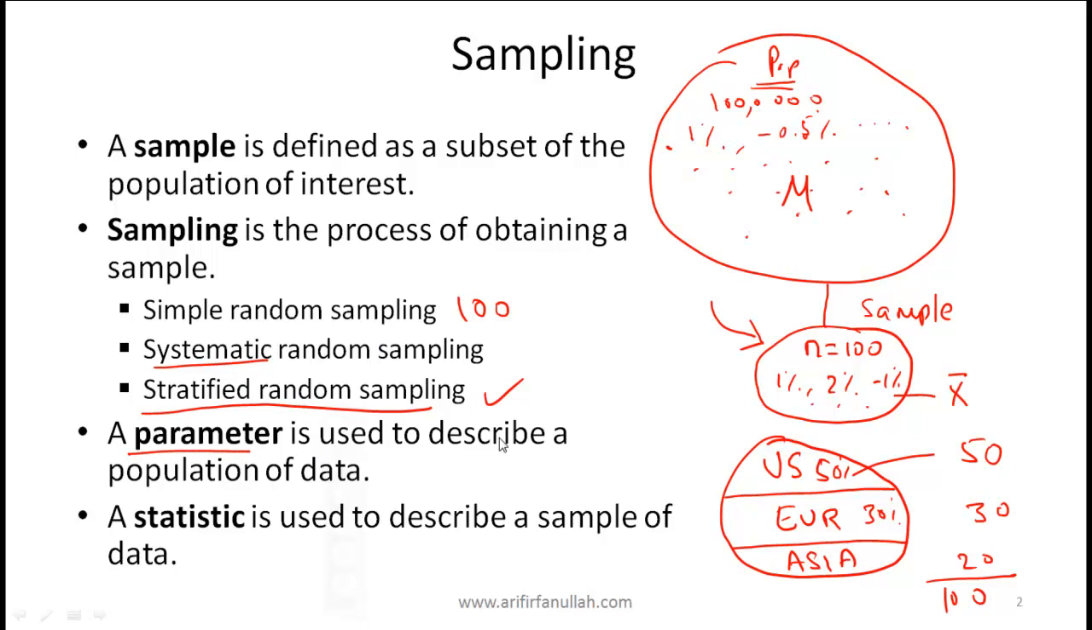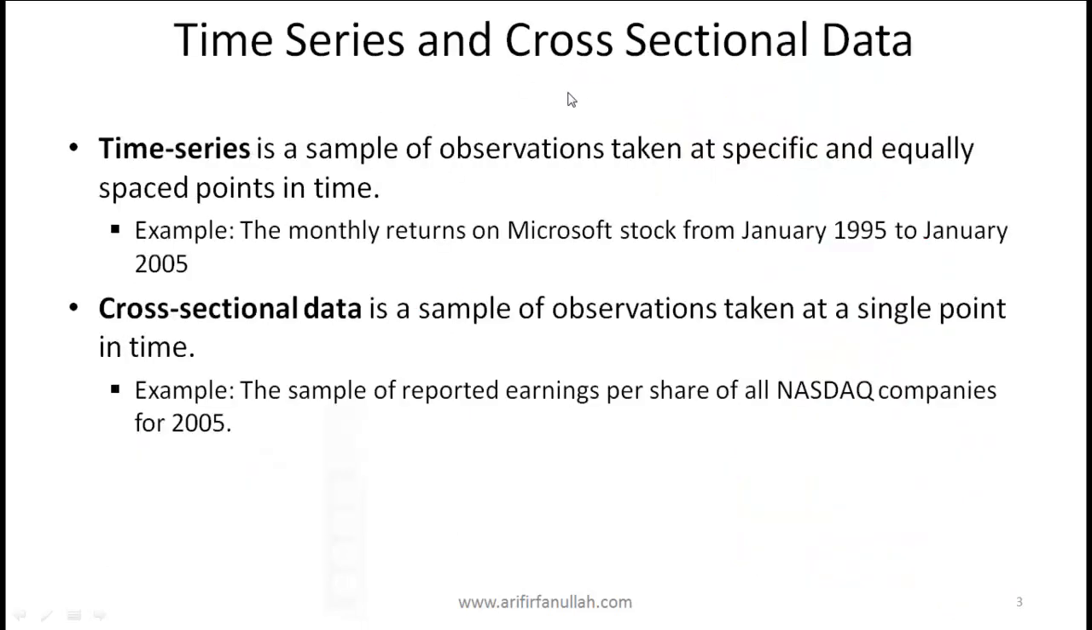A parameter is used to describe a population of data. So this is just terminology. When you are describing the population, so if you want to talk about the population mean, this is a parameter, or the population standard deviation, these are referred to as parameters. So when you are describing a population, what is used is a parameter. When you are describing a sample mean or sample standard deviation denoted by S, these are called statistics or sample statistics.